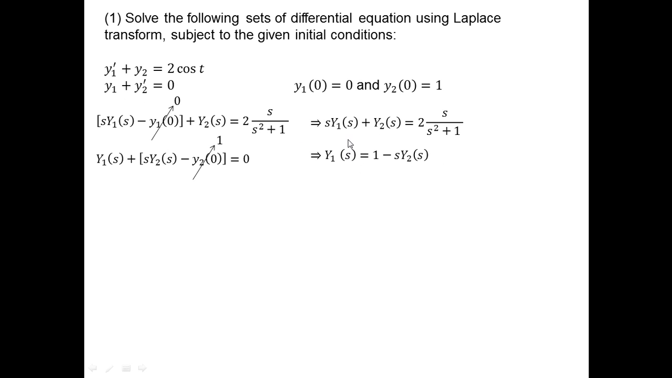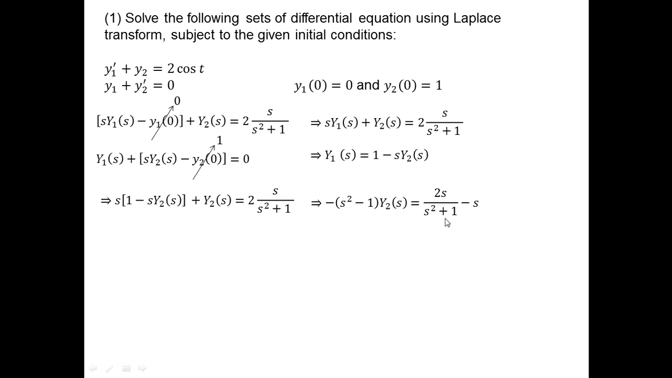So to solve these two algebraic equations, first I just substitute the value of Y1(s) in terms of Y2(s) in the first relation. By substituting that one, I have s multiplied by (1 minus sY2(s)) plus Y2(s) equal to 2s over s squared plus 1. If I rearrange the relation based on Y2(s), I have (minus s squared minus 1) Y2(s) equal to 2s over s squared plus 1 minus s.